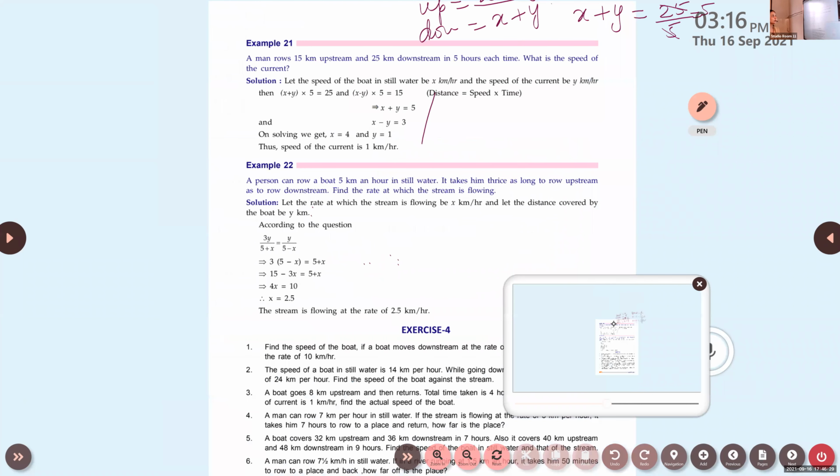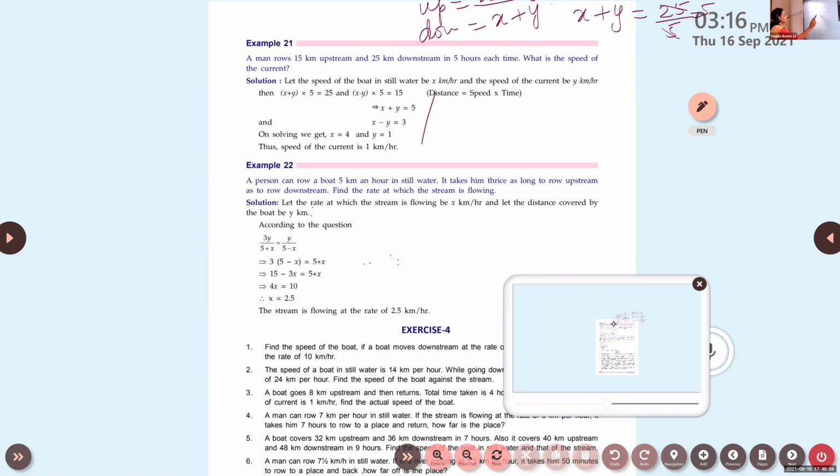A person can row about 5 kilometers an hour in still water. It takes him thrice as long to row upstream as to row downstream. Find the rate at which the stream is flowing. We are asked to find the rate at which the stream is flowing, which means we want to find the speed of the stream.